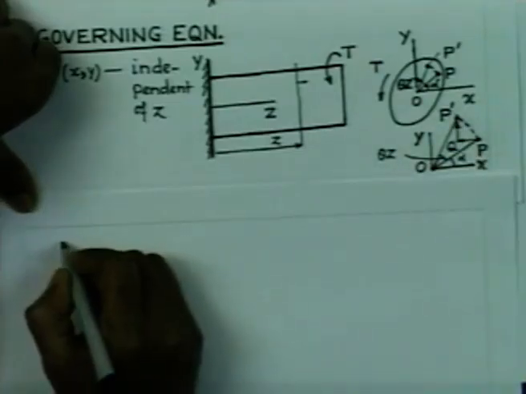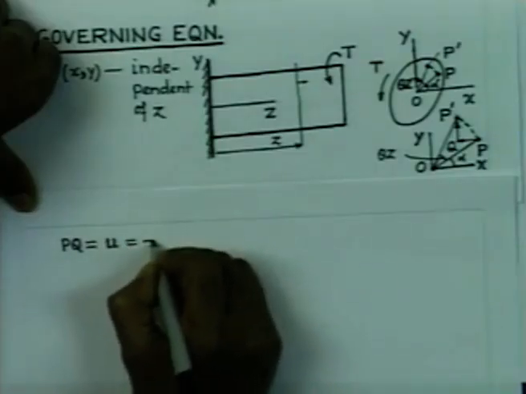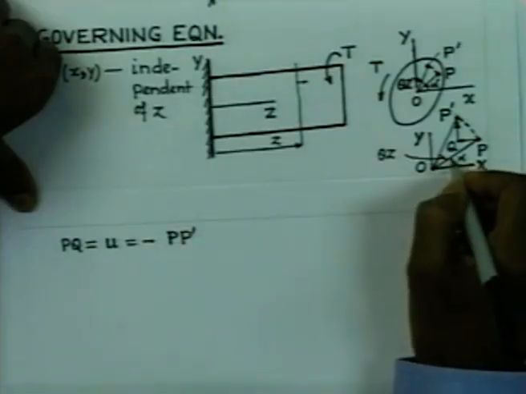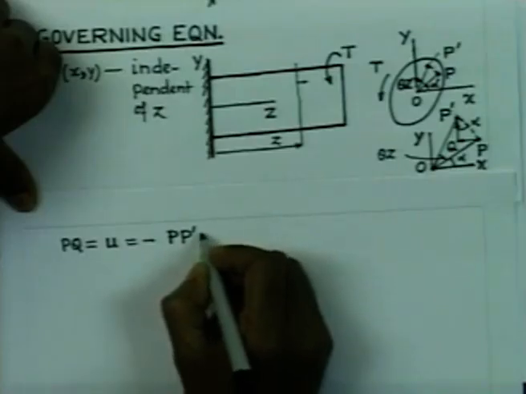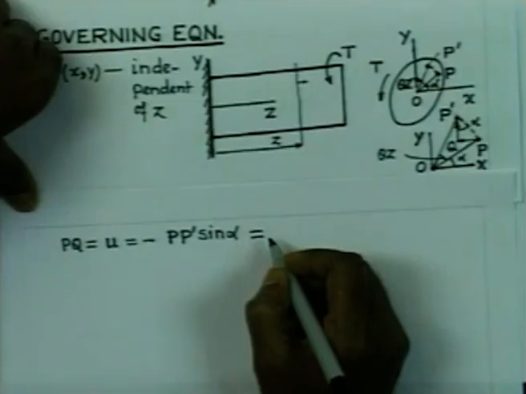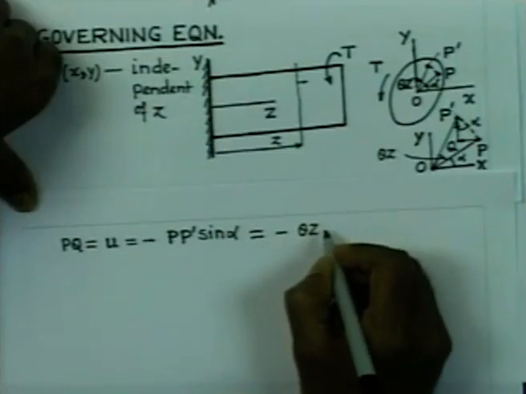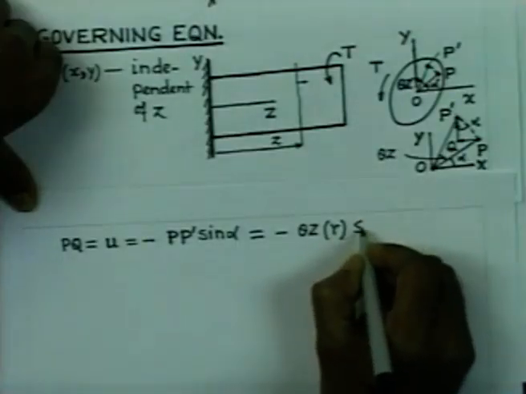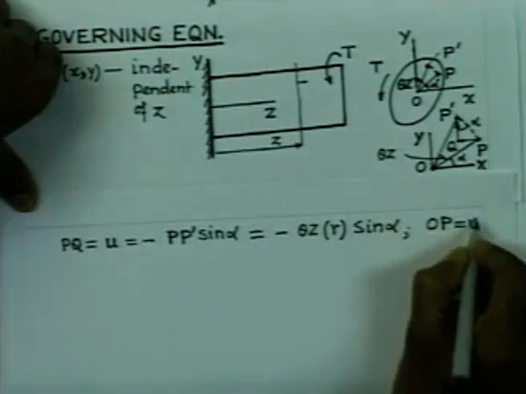So, therefore, now we can write that the displacement PQ, which is nothing but u, is minus PP dash. If this angle is alpha, we can take approximately this angle to be also alpha. So, it is nothing but PP dash sin alpha. And what is PP dash? PP dash is approximately equal to theta z into OP. So, if we represent OP by R, then in that case we have theta z R into sin alpha, wherein of course we have taken OP is equal to R.